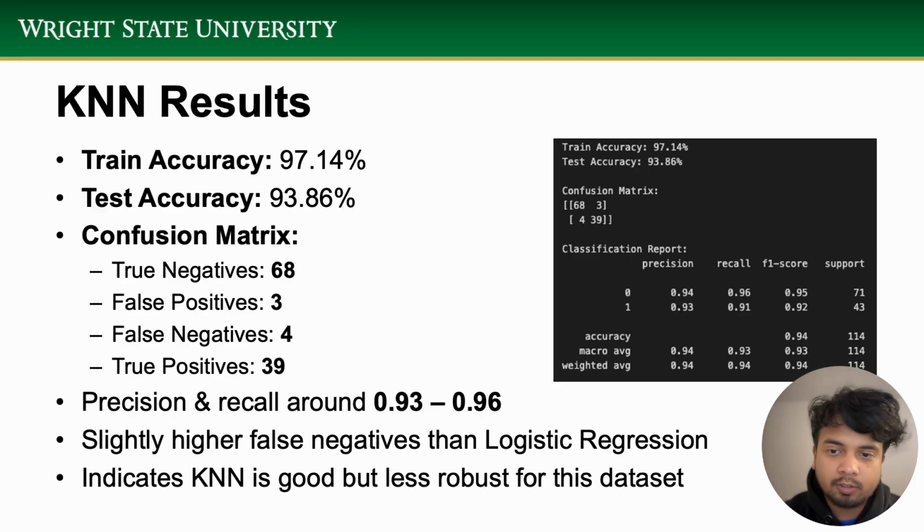The precision and recall scores remain solid though, ranging from 0.93 to 0.96. But the slightly lower recall for malignant cases suggests that KNN is not as effective at capturing all cancer-positive samples. This shows that while KNN performs reasonably well, it is more sensitive to data distribution and noise in the dataset.